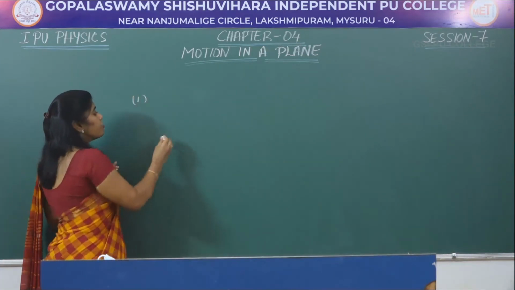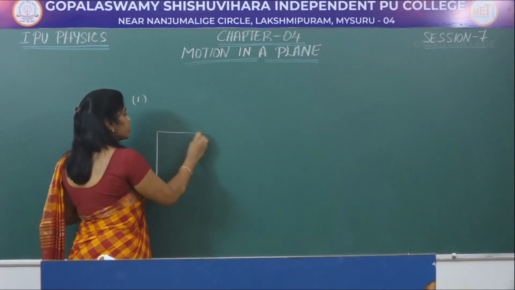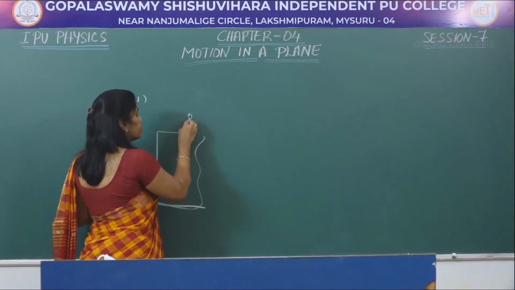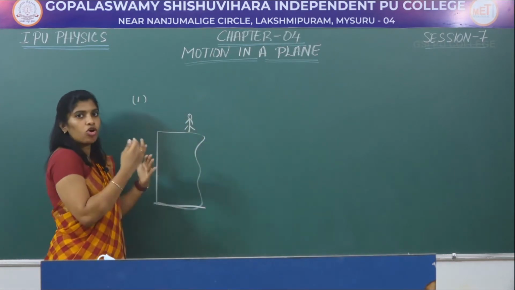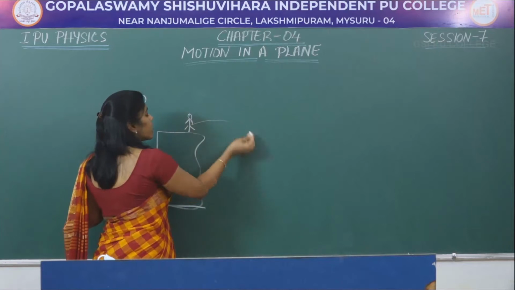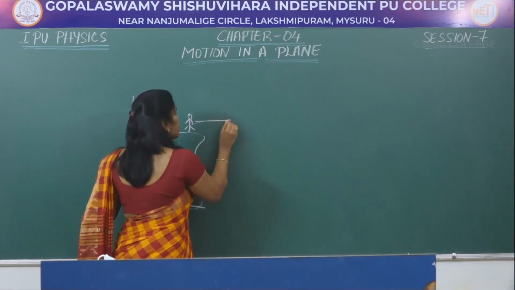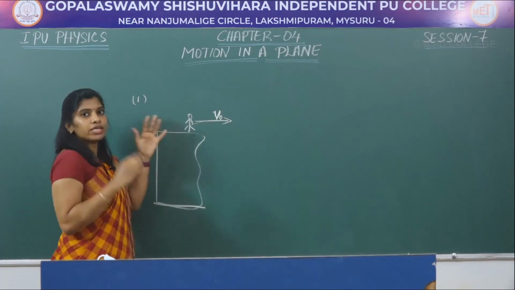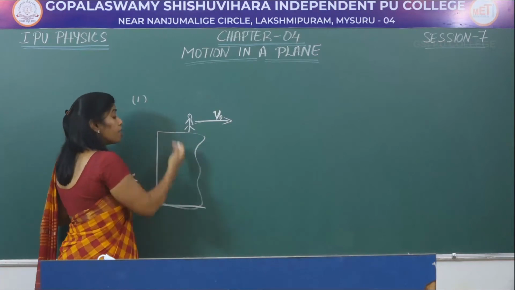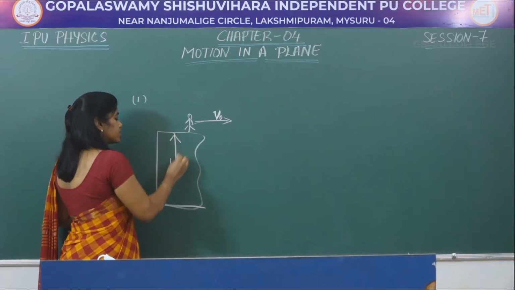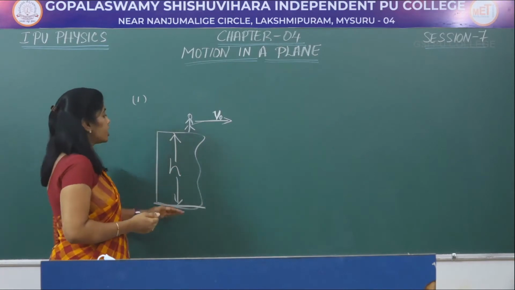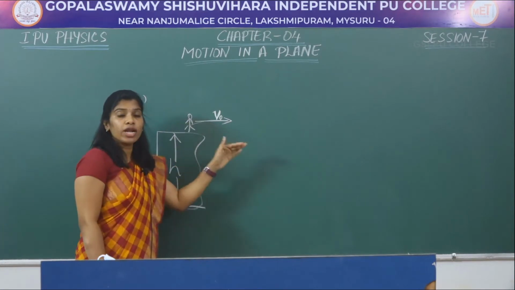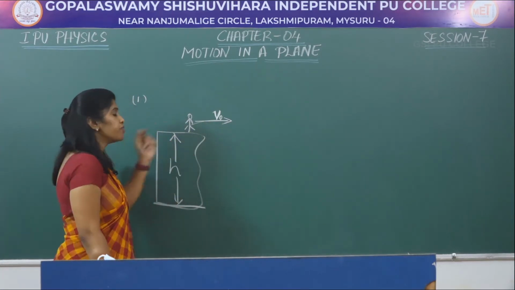First case is when I have a person who is standing on a cliff or a mountain or a tower. Let me consider a person who is standing on a cliff, mountain or a tower, and throws an object with some initial velocity v0. So the person is throwing some object, standing above the ground at a height, let me consider it as h, and it throws some object at an initial velocity v0. Then what happens to this object?